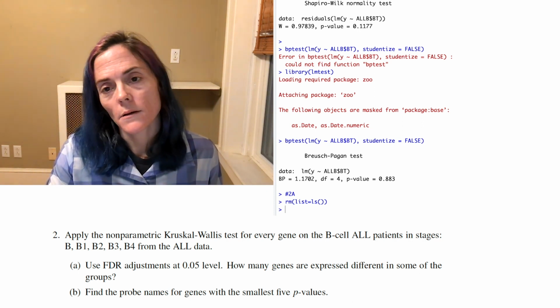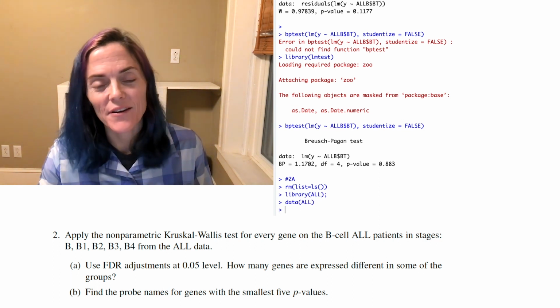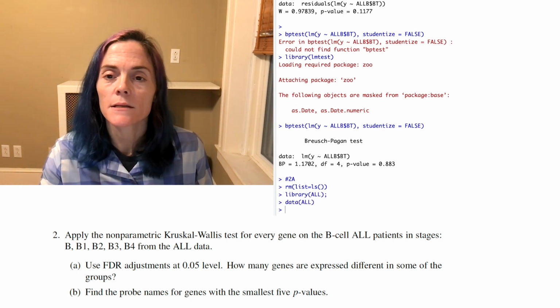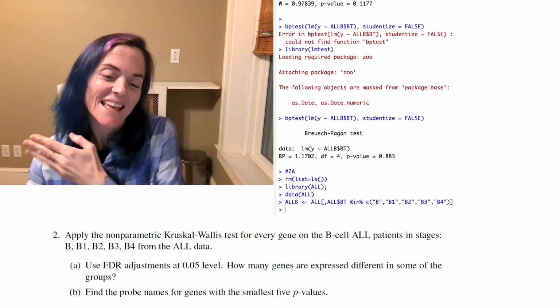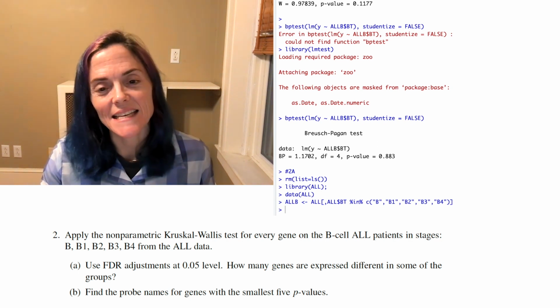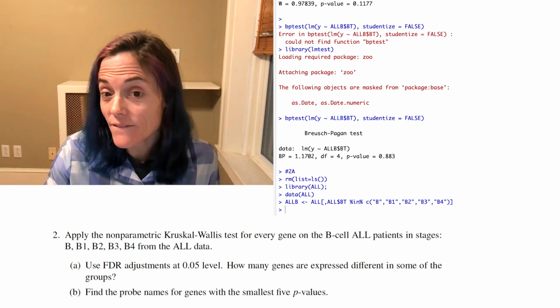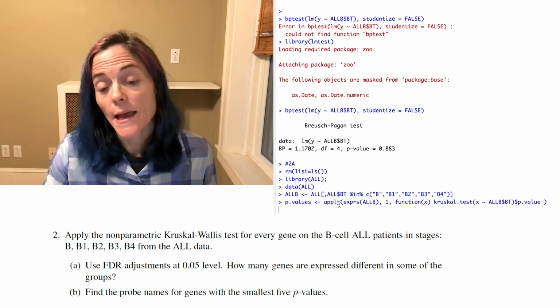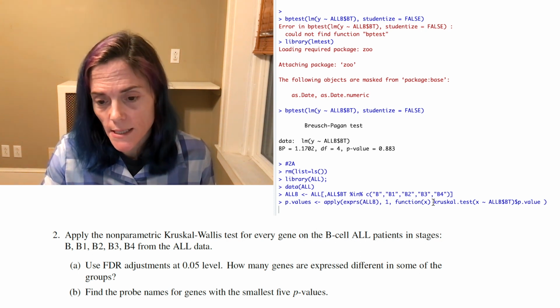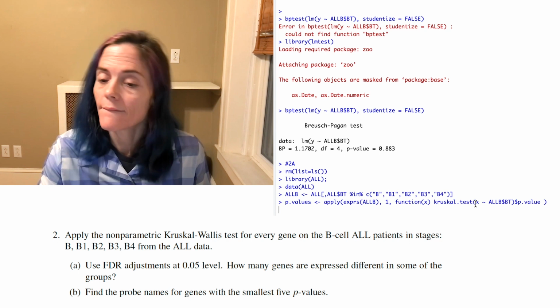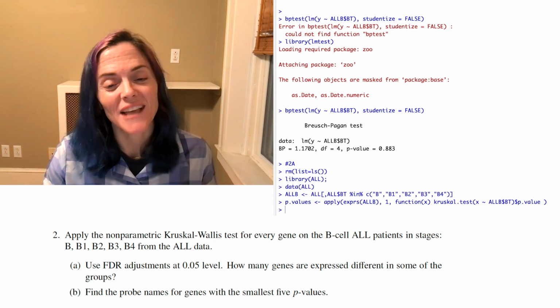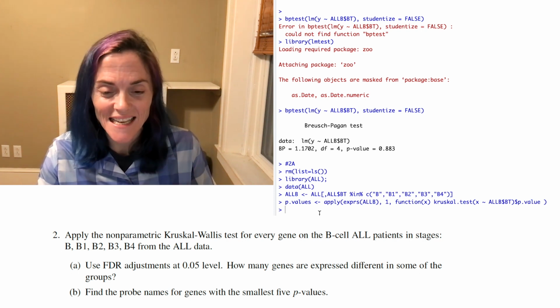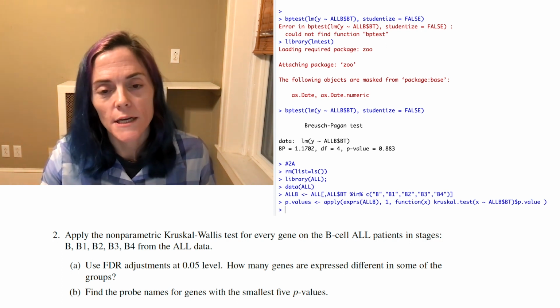Well, let me bring back the library and the data and pull off the patients in these particular disease stages. I'm going to use the apply function here. I am applying to the gene expressions this Kruskal.test function and then storing all the p-values. Takes a little time because there are a lot of genes. Okay, so we are finished.